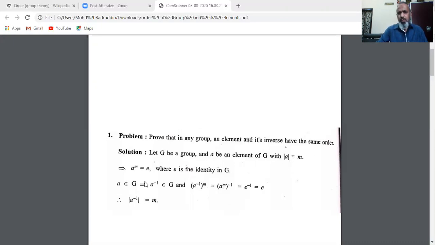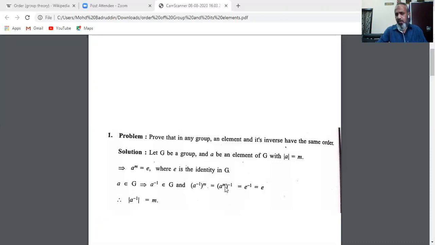So to prove this, we take an element a belonging to G. Since G is a group, every element should have its inverse. Suppose a inverse is the inverse of a. If a belongs to G, then a inverse also belongs to G. Now we are taking a inverse to the power m. A inverse to the power m is equal to a to the power m whole to the power minus 1. By using the properties of indices, we can write a to the power minus 1 whole to the power m is equal to a to the power m whole to the power minus 1.